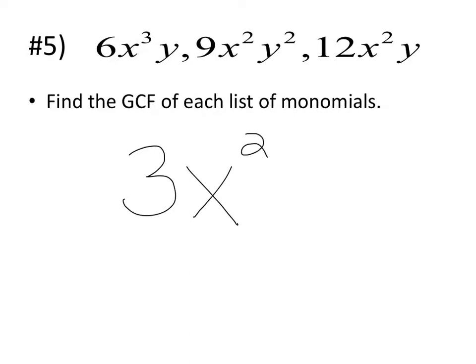2. And then y, y, and y. 1 y here, 2 y's here, and 1 y here. So the highest amount of y's is just 1. So our GCF is going to be 3x squared y.